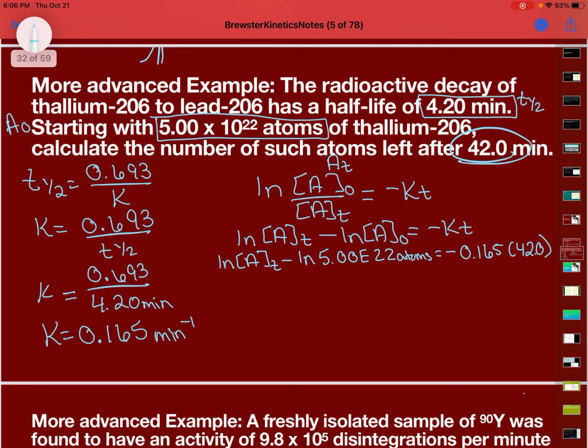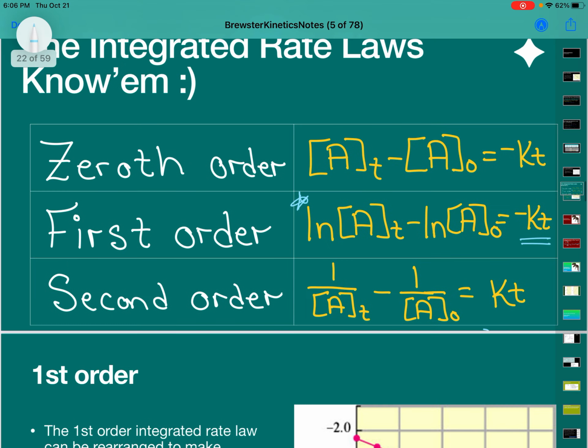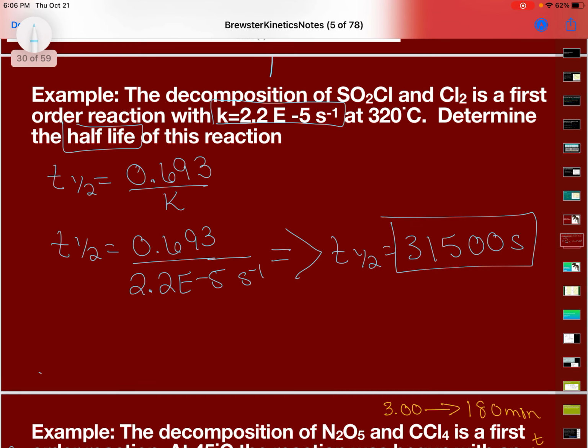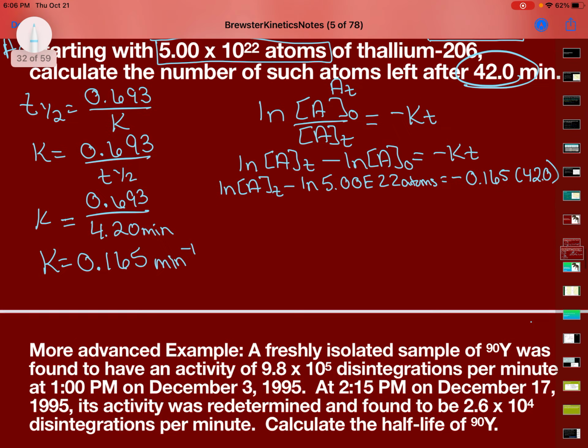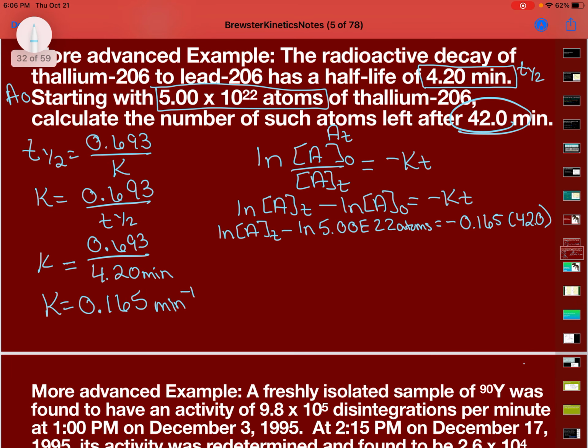Once I have that, then I'm going to go back to my equation, which is the natural log of A naught over A t equals negative kt. And so I'm going to go back to your notes to make sure this is clear. This is what I'm using right here on the first order, and that's how I rearrange it into the natural log A t minus natural log A naught. It has to do with natural log rules. And it's negative kt.